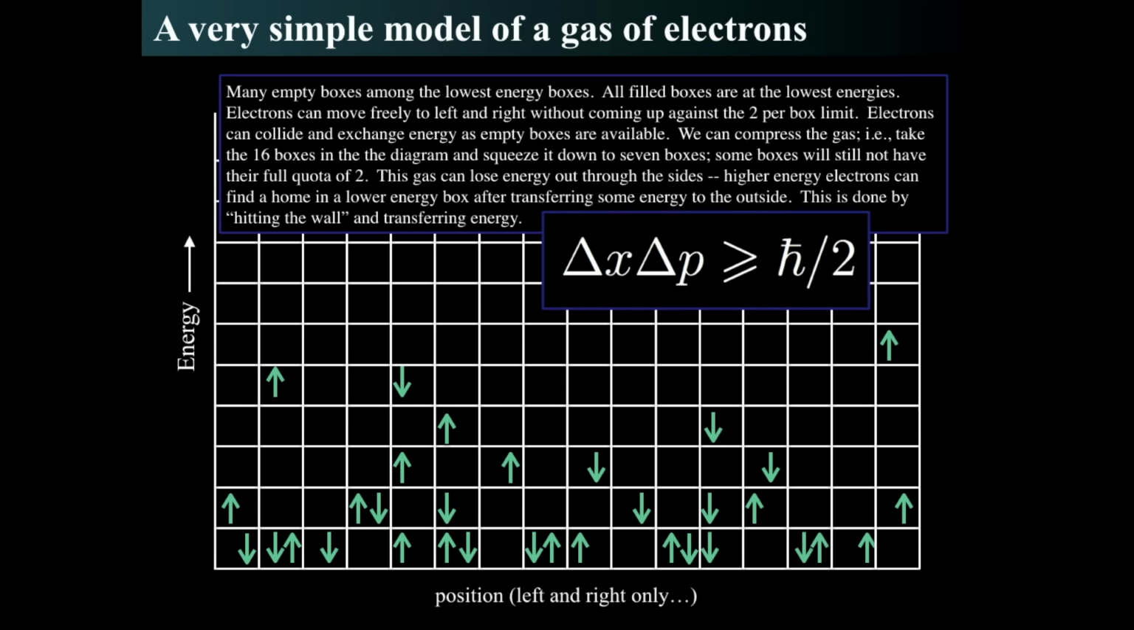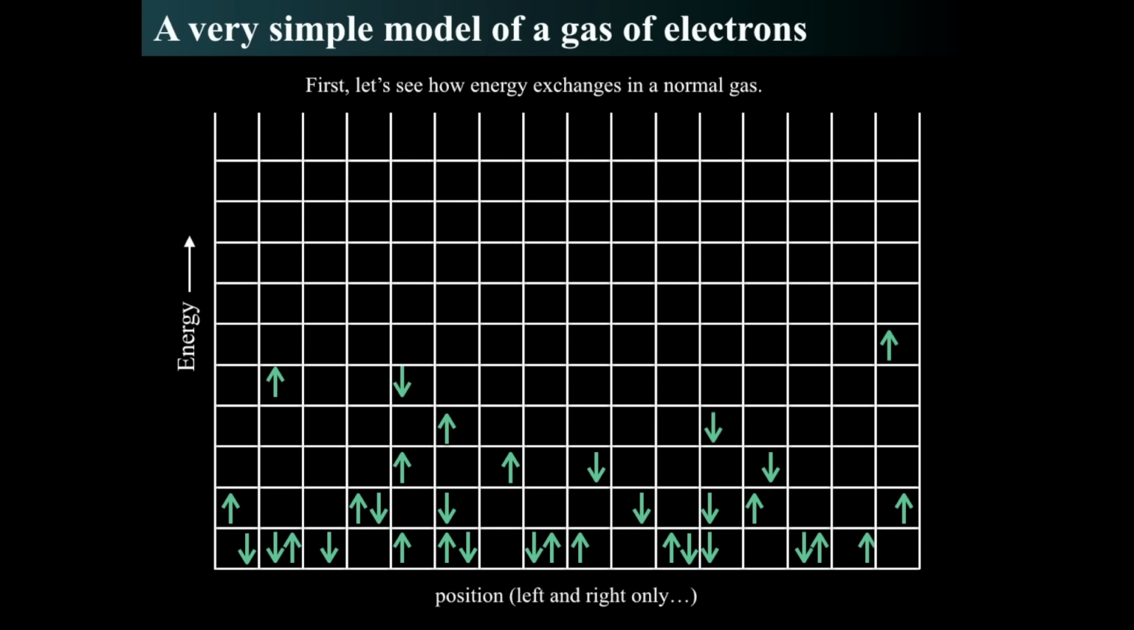So as long as it can transfer heat around, then things will be in these low energy states, or high, they can be in both. But the point is there's lots of empty spaces for things to go to. Let's see how that works. So let's see how energy exchanges in a normal gas.